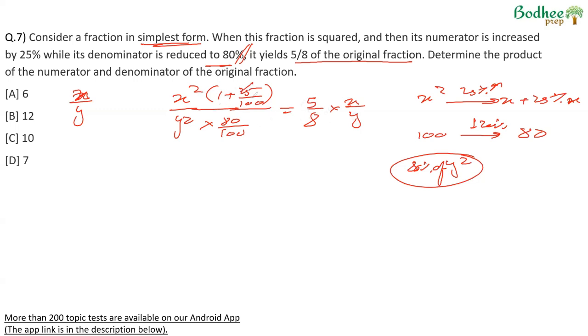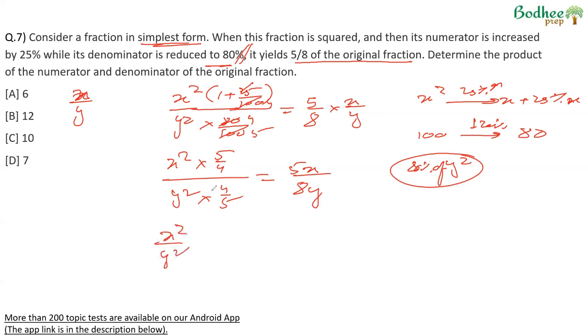So if we solve this, we'll get 25 by 100, which is 1 by 4. 1 plus 1 by 4 is 5 by 4. For y square, this divided by 20 is 4 by 5. This becomes 5x upon 8y. So x square upon y square. This 5 by 4 will be as it is. This 4 by 5 is in the numerator, so we take the inverse, 5 by 4. This is what we get.